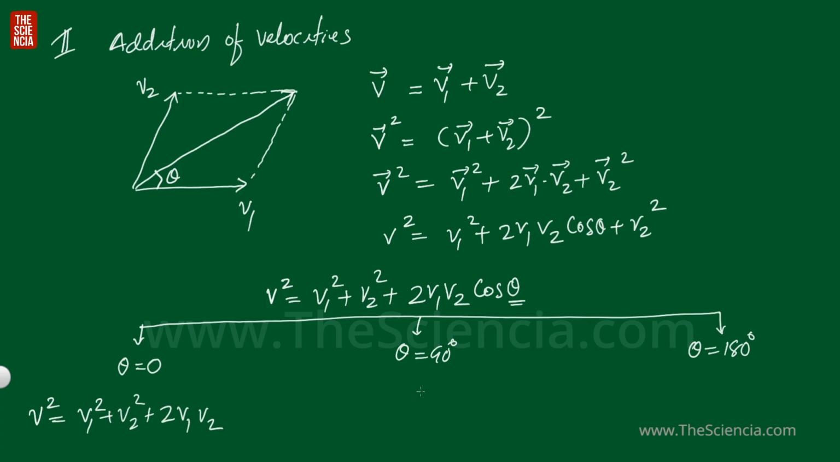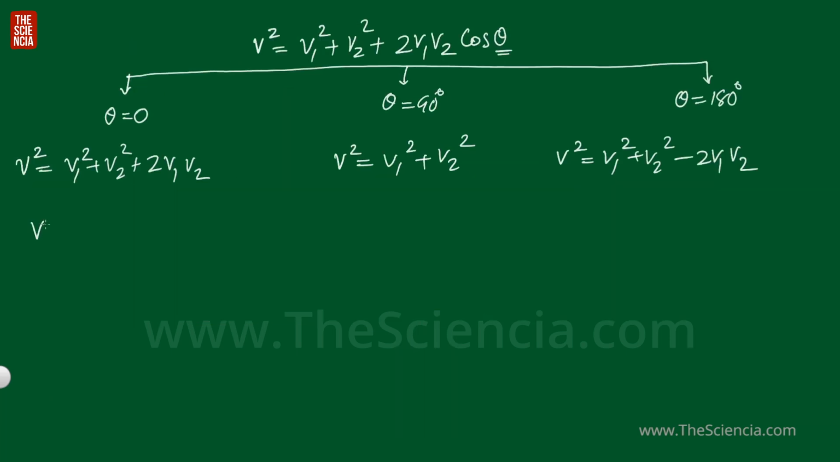And if theta equal to 90 degree, then cos theta will be 0. So I get v square equal to v1 square plus v2 square, and if theta is equal to 180 degree, then cos theta will be minus 1, then we get v square equal to v1 square plus v2 square minus 2 v1 v2. Here I can rewrite this equation, that is v square is equal to v1 plus v2 all square. So I get v equal to v1 plus v2.